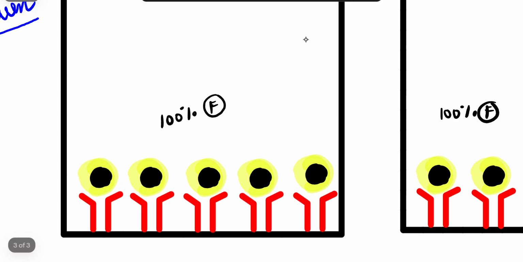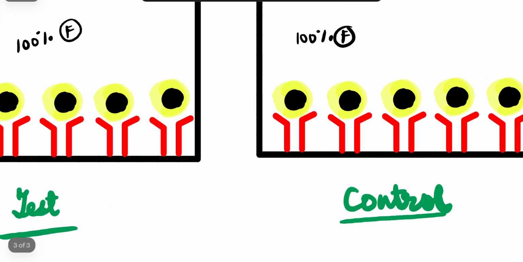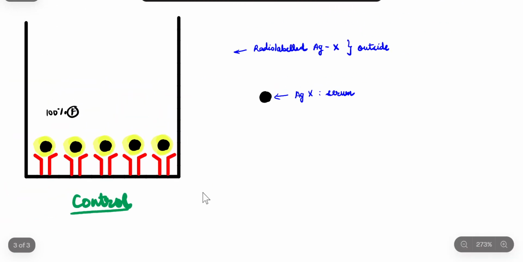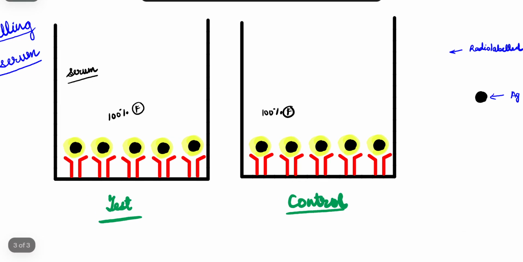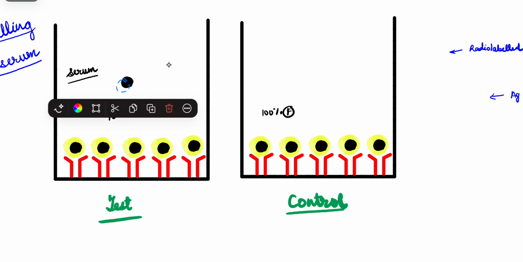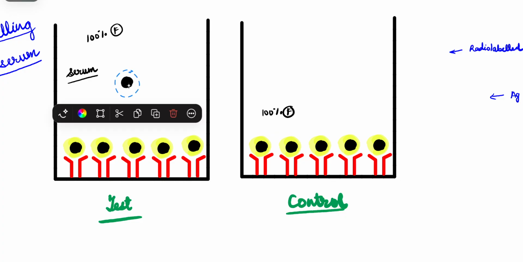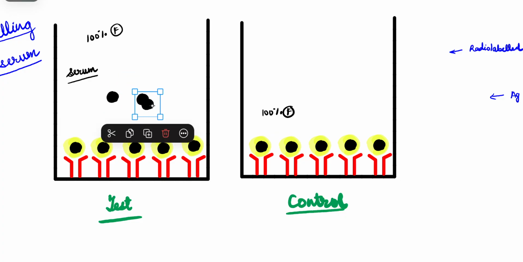Now in the test one, I will add the serum. Now there is a very important thing. As soon as I am adding the serum, so this is my serum. Let me zoom it out. This serum, which I am adding here, contains the particular antigen. Now the antigens must be in excess. Let's say there are 3 of them here.